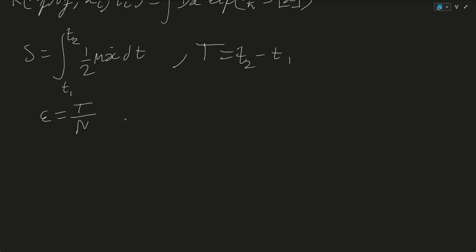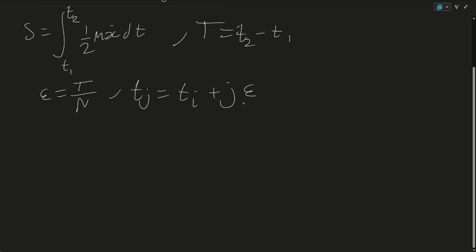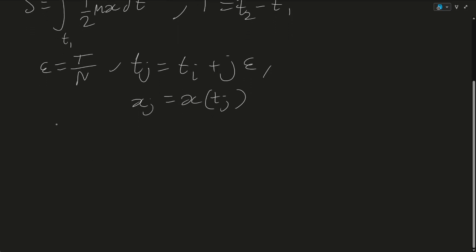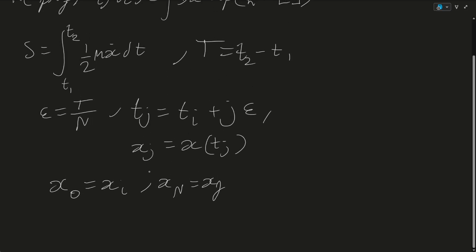we can define a discretized time, or just a discrete time, t sub j. That will be equal to t_i plus j epsilon, and we have intermediate positions as well, x sub j equal to x of t sub j. And we ought to define some boundary conditions. So x naught is equal to x_i, and x_N is equal to x_f, obviously, from our definition up there.